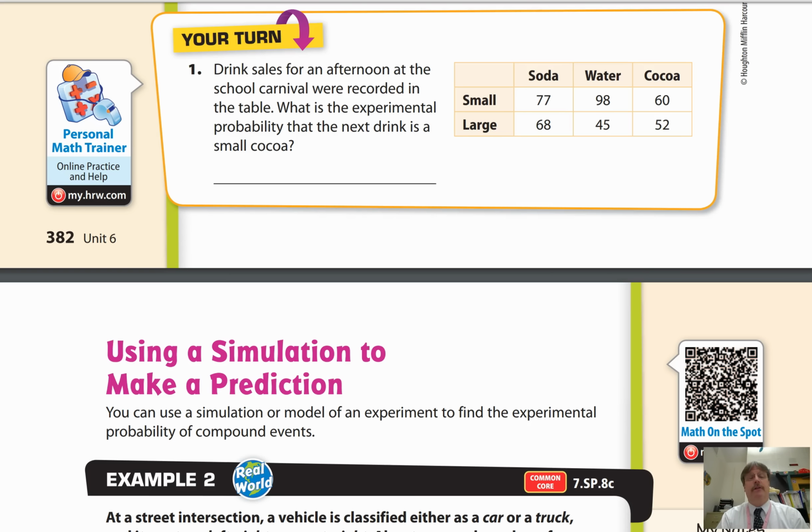So here on the Your Turn, drink sales for an afternoon at the school carnival were recorded in the table. What is the experimental probability that the next drink is a small cola?